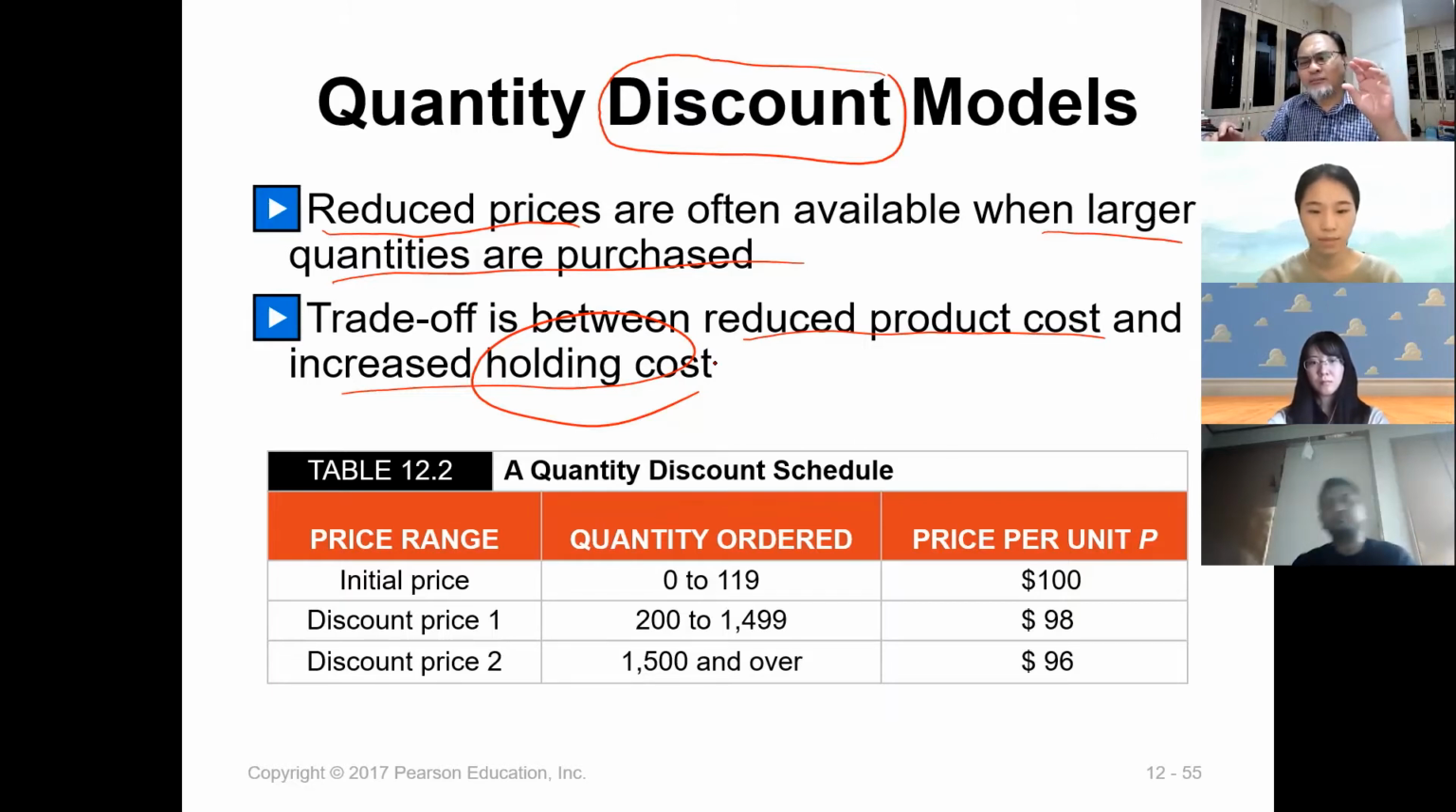Correct. If you have an extra item, you have to think about where to put it, where to stock it, and when it is going to be used. So you need to trade off between the product cost and the increased holding cost. But in this model, a new element is added because we need to know the price.